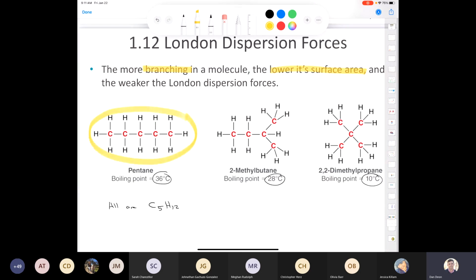Right here you have a cylindrical shape. If you put 2 hot dogs next to each other, you can have all kinds of interaction along the long side of a hot dog. If you put 2 rubber balls next to each other, there's not going to be much interaction, and that's a molecule with a spherical shape.